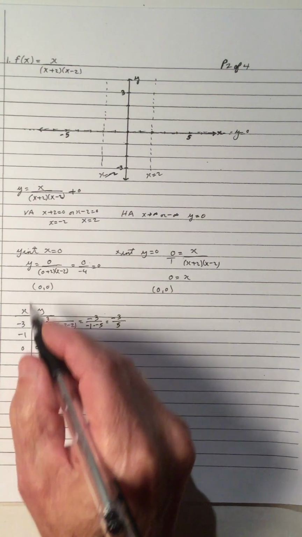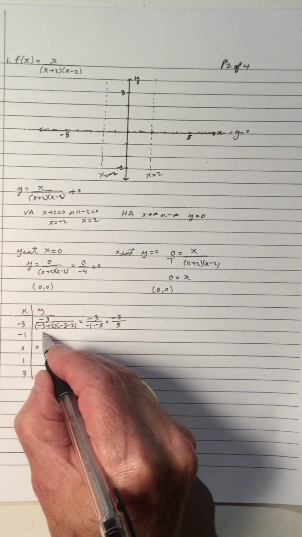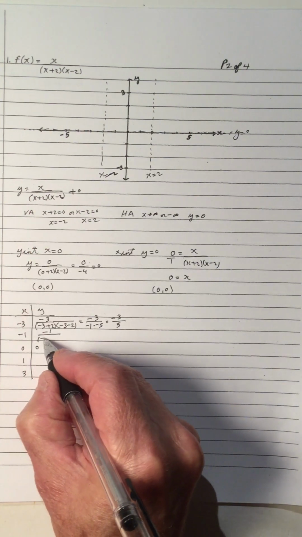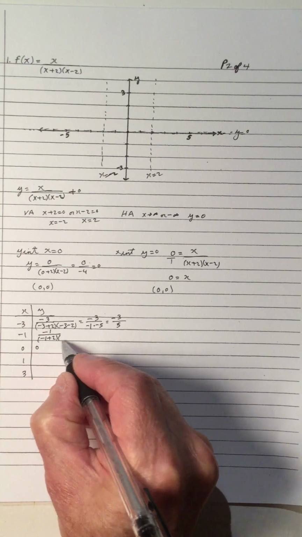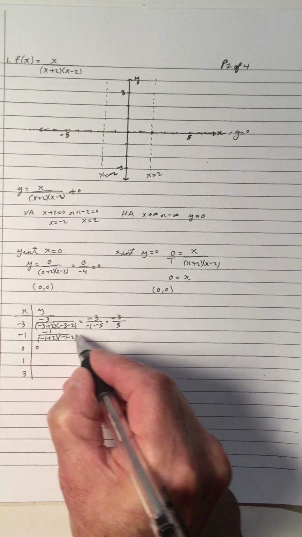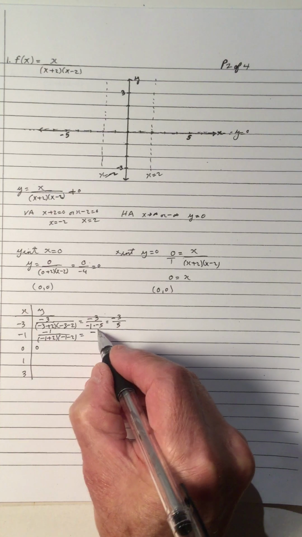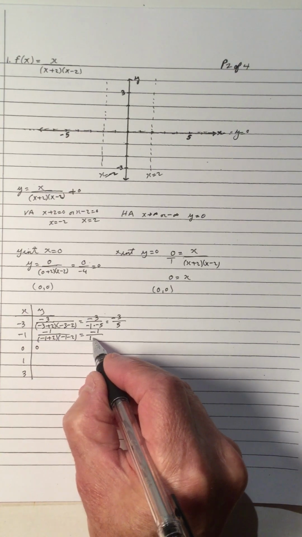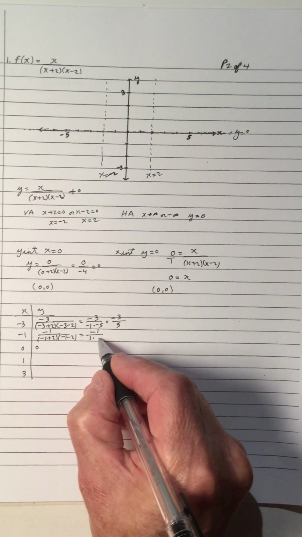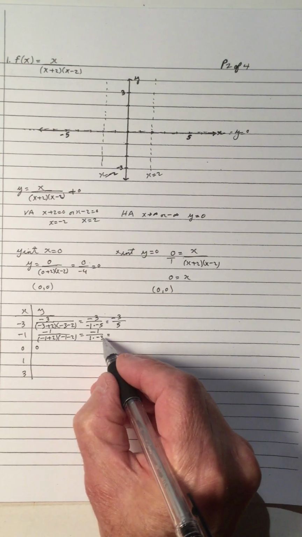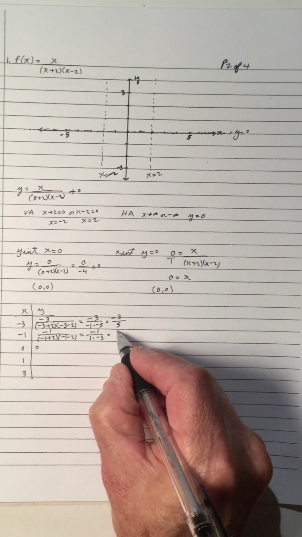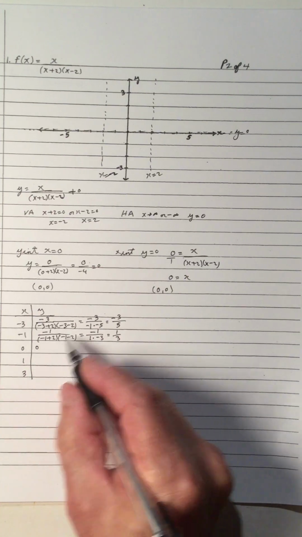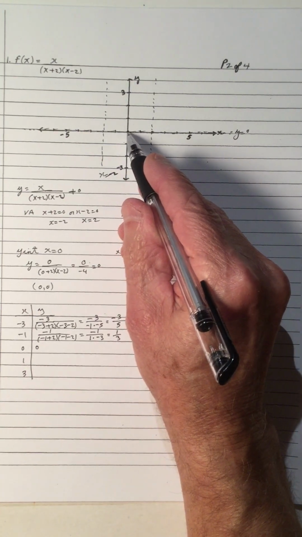Let's look at negative 1 in this equation. Put a negative 1 in, and the numerator is negative 1. The bottom is negative 1 plus 2, which is 1, times negative 1 minus 2, which is negative 3. So that's negative 1 over negative 3, which is 1/3. And 0 gives 0, which is going through the origin.